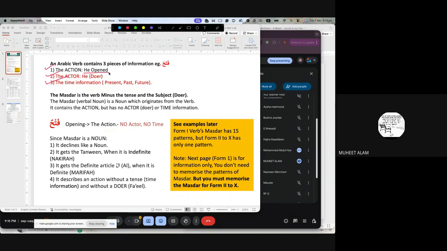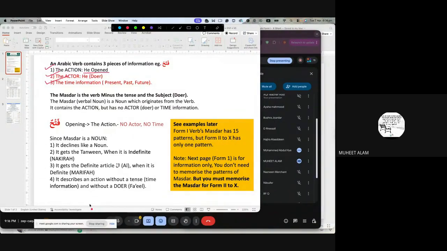First is the action, which is opened. Second is the actor, which is he here; he is the doer in this sentence, Fataha, he opened. And the third is the time information, which is present, past, or future tense in the verb. But in Masdar, there is just the action without actor and without time, which means we just remove the actor and time from the verb, and it's just the action itself.